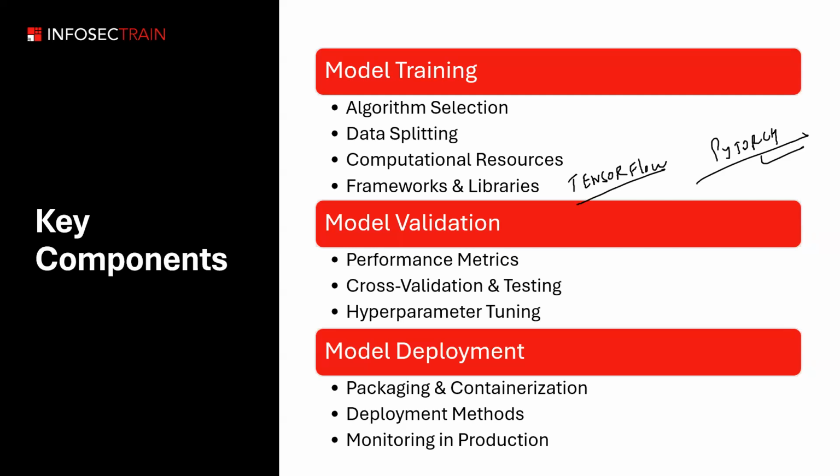These are part of model training. So model training is clear now: algorithm selection, data splitting, selection of computational resources, because the more computation we have, the more data we can train, and then the framework libraries we use. But have you heard about these? Are all three the same? CPU, TPU, and GPU. Are all three the same, right? CPU, GPU, and TPU.